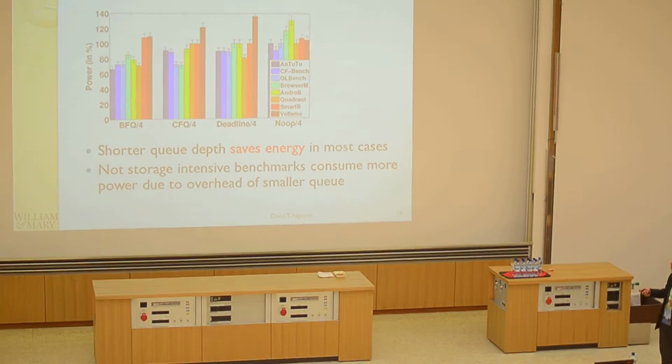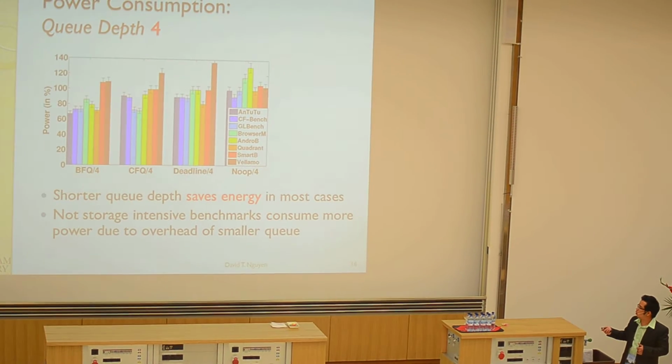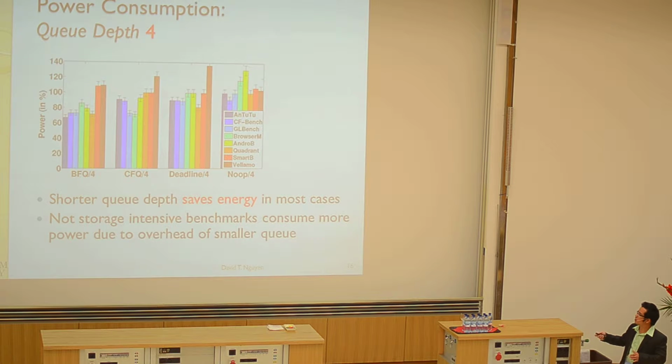So you see that there are quite interesting power values. BFQ with Q depth 4 is around 70% of the original default configuration. With CFQ4, it's a little bit higher, but still quite nice power consumption. What if we take a look at CF bench, the light blue color? Again, it's around 70% for BFQ4. CFQ4 is like 90%. Deadline is around 90% again. All right, so it's pretty safe to say that a shorter Q depth saves energy in most cases.